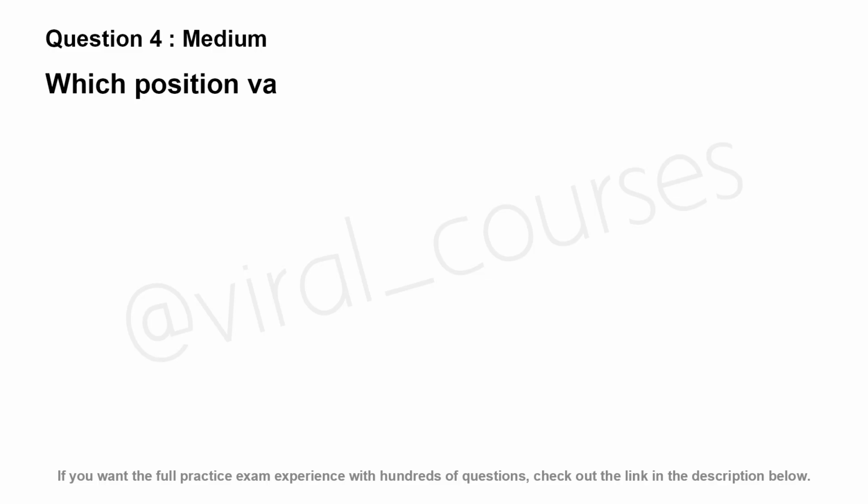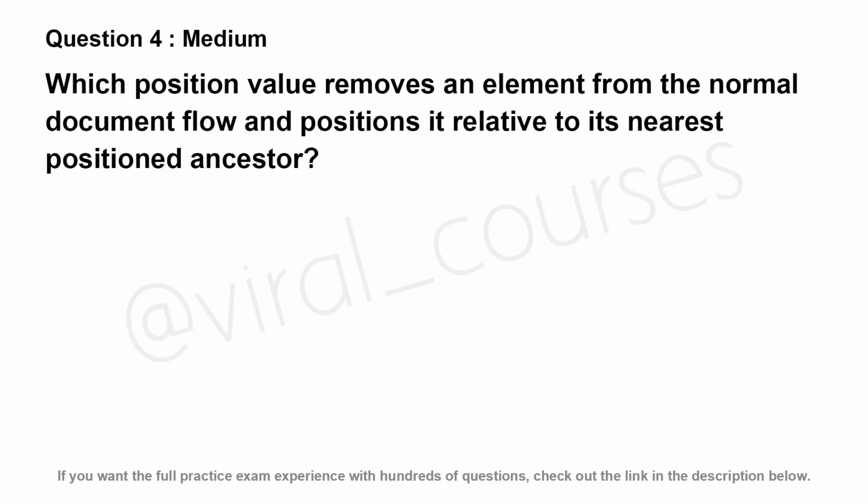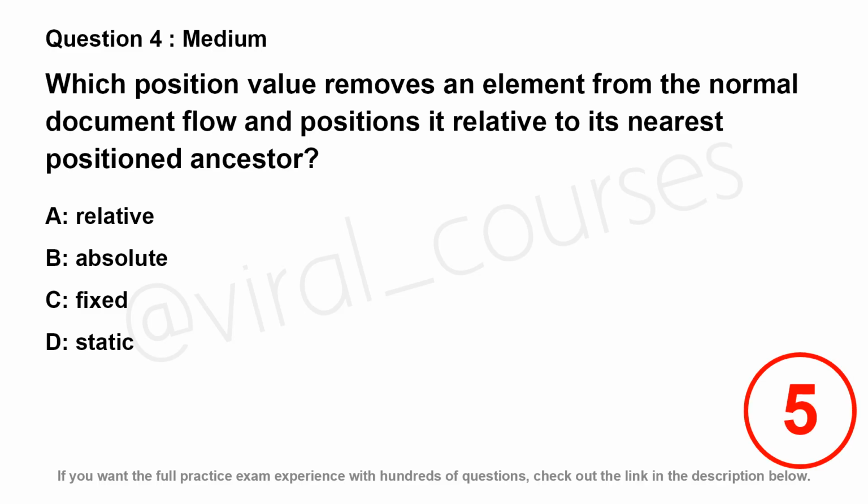Which position value removes an element from the normal document flow and positions it relative to its nearest positioned ancestor? Option A, relative. Option B, absolute. Option C, fixed. Option D, static.